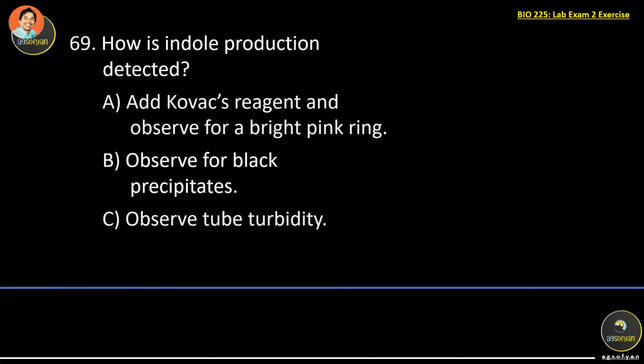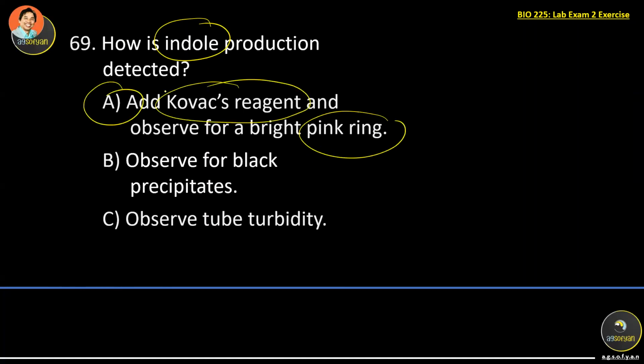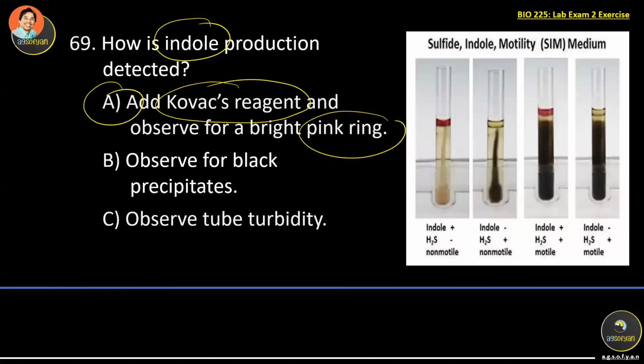How is indole production detected? Indole, remember this is about the ring. So it's a pink ring using the Kovac reagent. So the Kovac reagent will be dropped into the media and then see what happens. If there is a bright pink ring on the top, that means positive indole production. So this one is positive for indole.